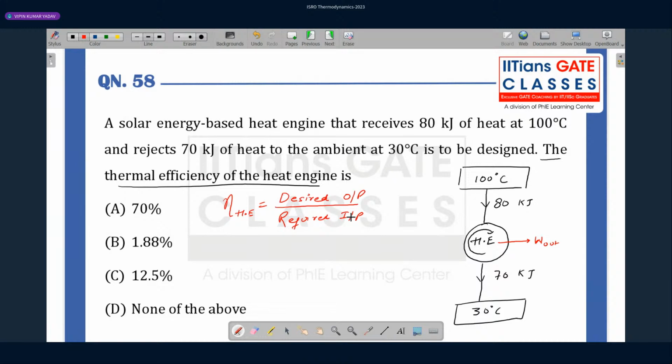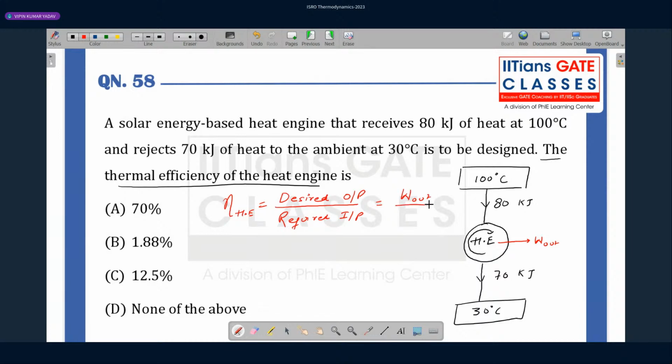For example, what do you want from a compressor? You want to increase the pressure energy. Similarly, what do you want from a turbine? To give you work output. What do you want from a nozzle? Increase in velocity. So basically there is a desired output. For a heat engine, the desired output is net work output, so the desired output is W out.